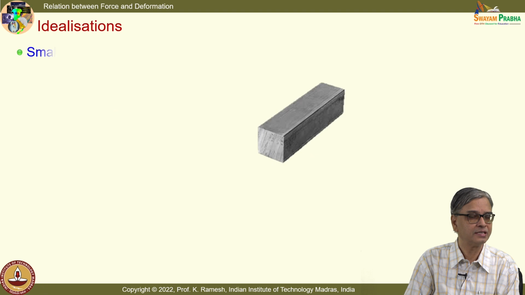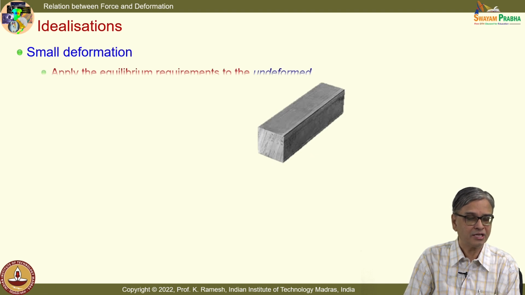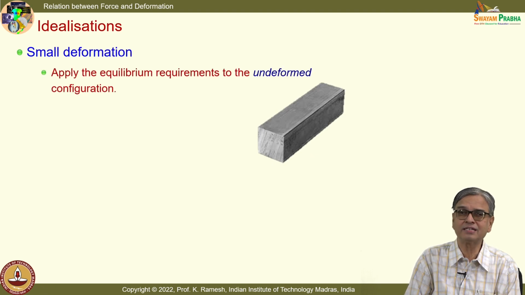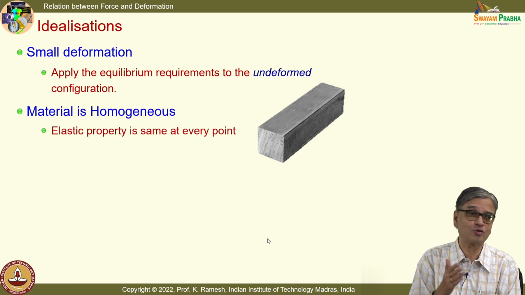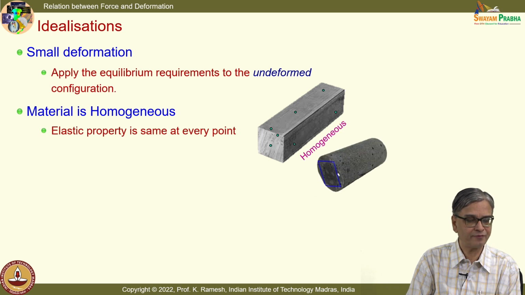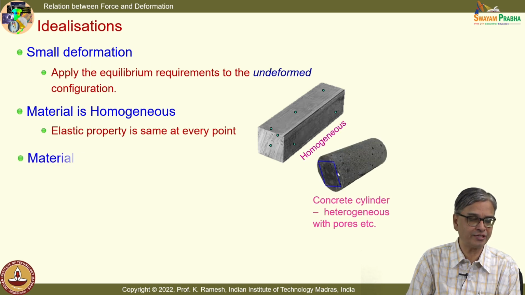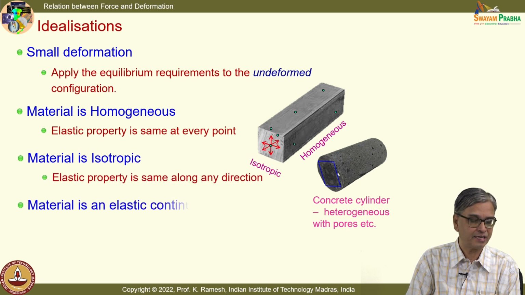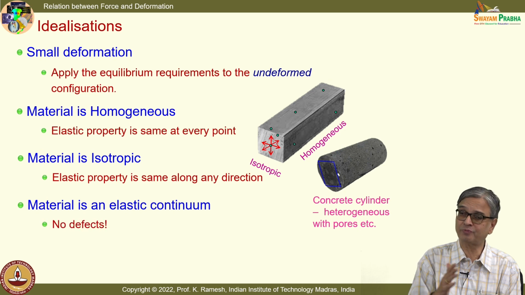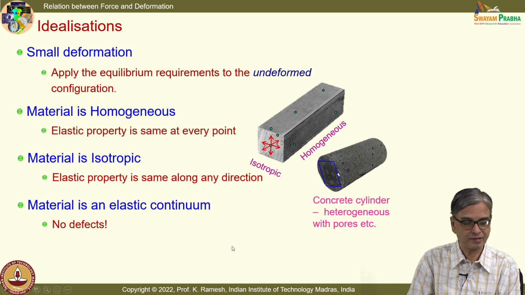Fine. Because now when I look at the real materials, we say that we have to have these idealizations. I am going to pop up these idealizations again and again, because repetition is also very much needed when you learn a course. We have small deformation, we have homogeneity, we say elastic properties are isotropic, and then material is an elastic continuum. You must never forget these idealizations.